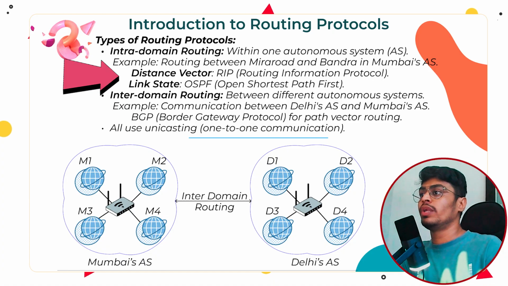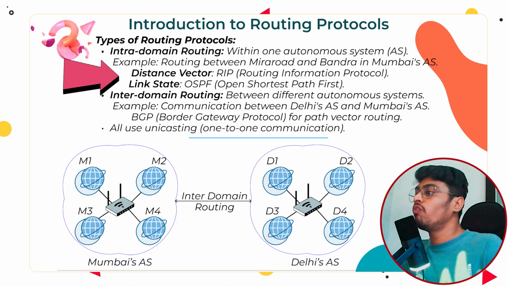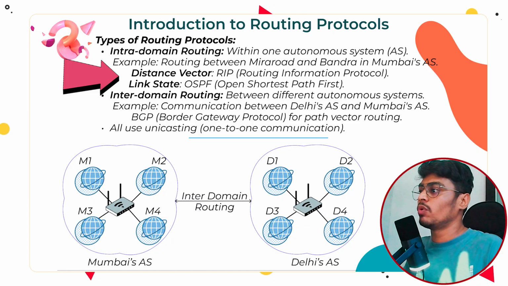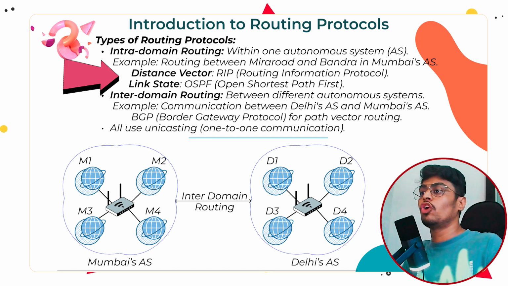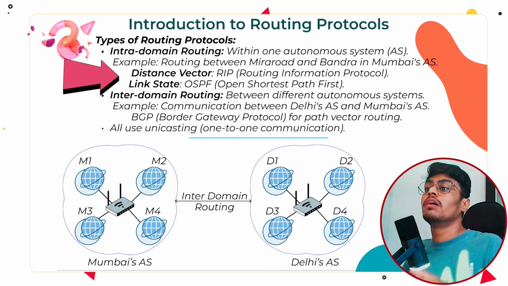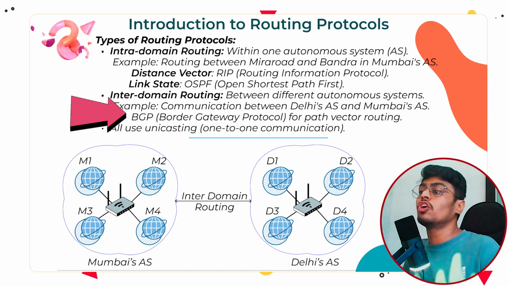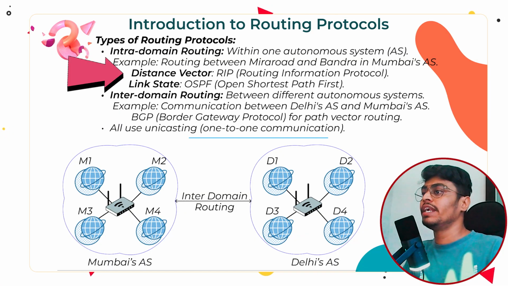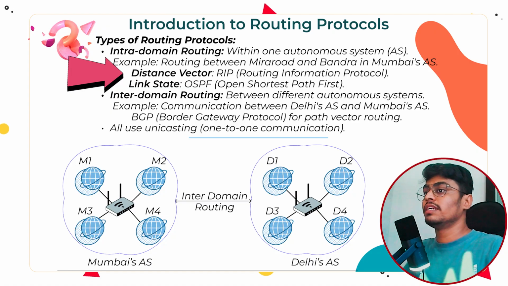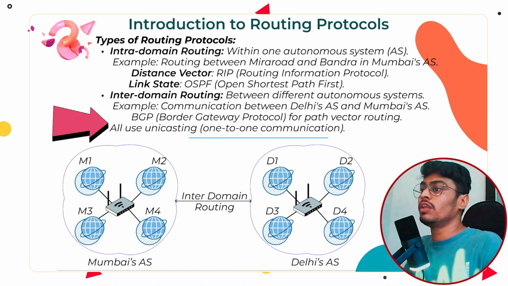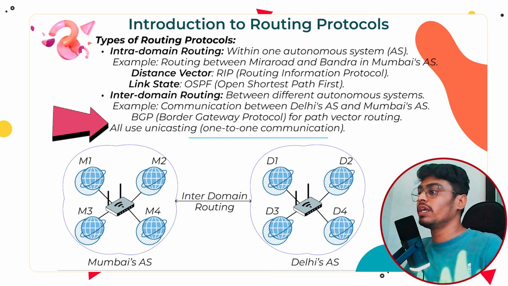Under intra-domain routing, we have distance vector and link state routing. For distance vector implementation, we use RIP, Routing Information Protocol, a real life protocol that we generally use to share information in intra-domain routing. Similarly, there is OSPF, Open Shortest Path First, which works on link state routing. For inter-domain, we have BGP, Border Gateway Protocol, which works on path vector routing. If you are preparing for GATE, NET or any kind of exam, remember that distance vector is the most important algorithm. All three protocols work on unicasting, meaning one-to-one communication, where one person wants to send data to another person. This is unicasting.